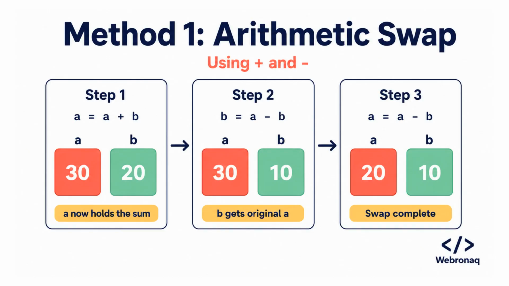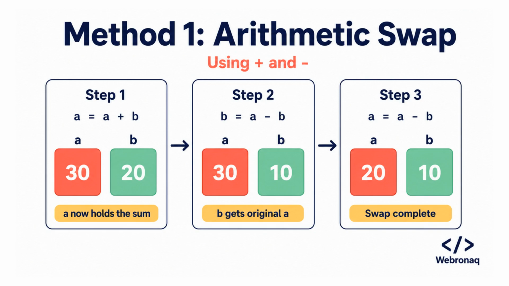Alright, let's break down the arithmetic method. It's just 3 lines of code, but the logic behind it is really elegant. Step 1, we add a and b together and store the result back into a. So a was 10, b was 20, and now a becomes 30. Notice what just happened. a is no longer just a. It's holding both values, combined. The original information isn't lost, it's just merged.